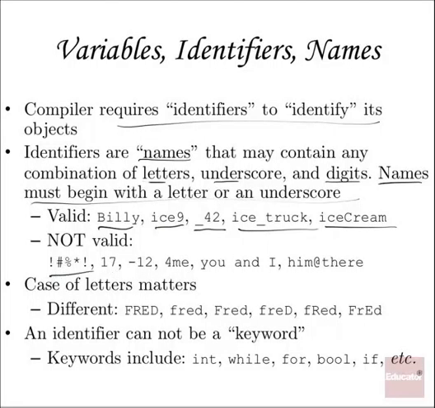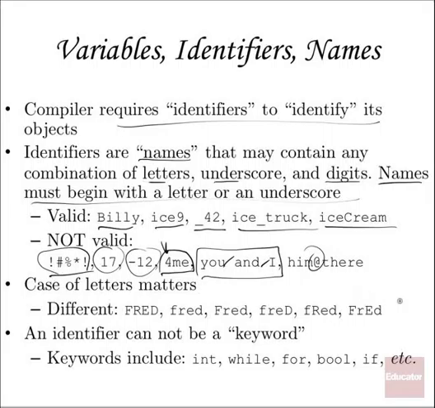These are not valid identifiers. This is more like a cartoon cursing here. 17, that's a numeric literal, as is -12. For me, it may be for you or for me, but you can't start it with a digit. "You and I" has got spaces in there. You can't have spaces inside your identifiers. And here's a special character, the @ sign, which makes a very nice email address, but not a good variable.